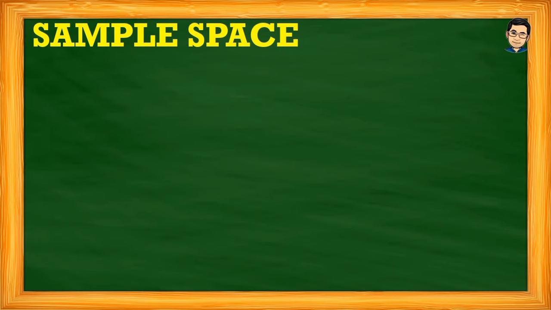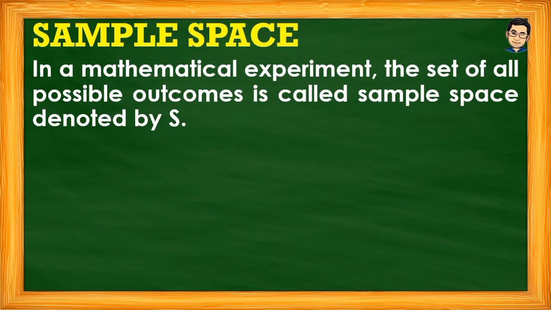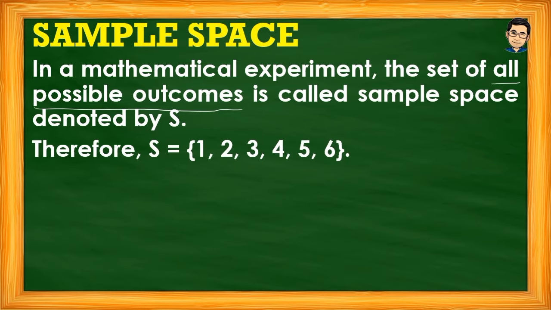So, let's have sample space. In a mathematical experiment, the set of all possible outcomes is called sample space denoted by S. So, sample space, the set of all possible outcomes. Okay. So, yung die experiment natin kanina, ilan ang possible outcomes? 6 po. Ayan, denoted by S. 1, 2, 3, 4, 5, 6. So, kapag ni-roll natin yung die, yan lang po yung mga possible outcomes na makikita natin. 1, 2, 3, 4, 5, 6. Hindi kailanman makakakita tayo dyan ng 7, ng 8, ng 9, o kaya naman 0.